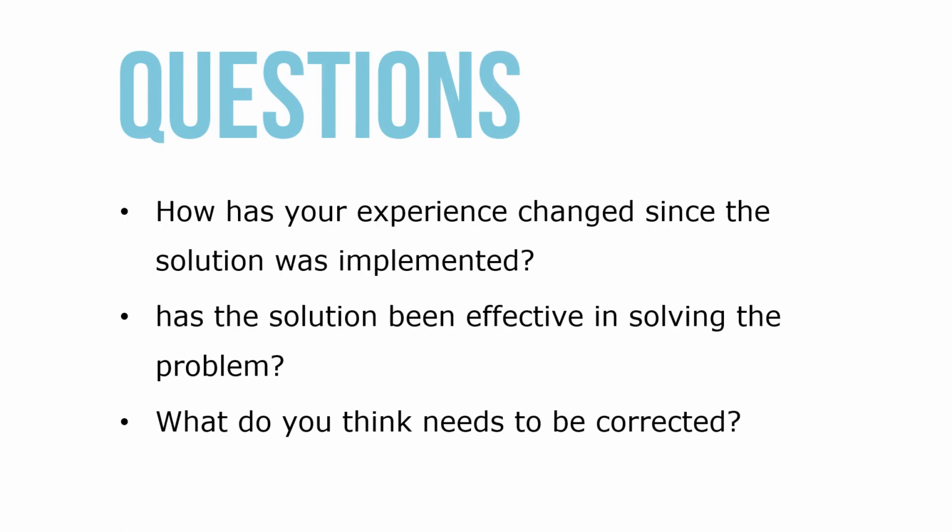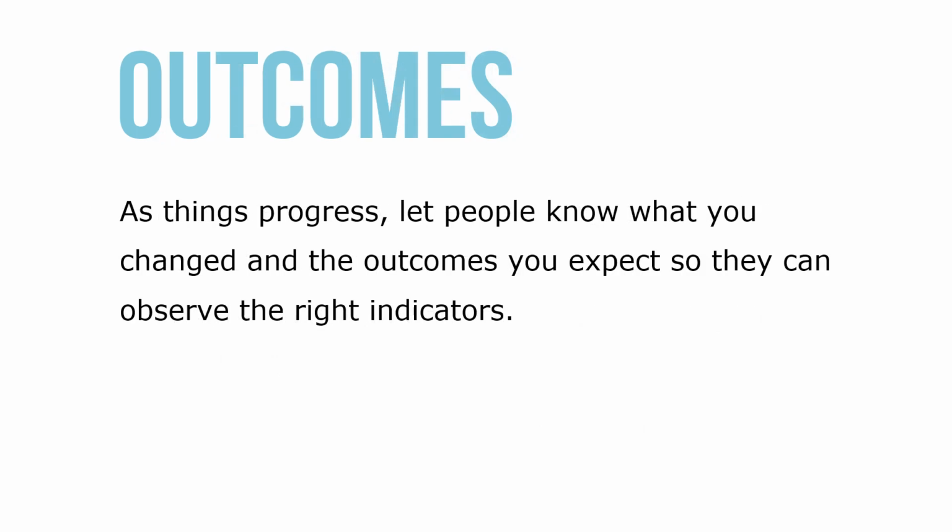Some of the questions you can ask include, how has your experience changed since the solution was implemented? Has the solution been effective in solving the problem? And what do you think needs to be corrected? As things progress, let people know what's changed and the outcomes you expect so they can observe the right indicators. Also, advise them about what action to take if something seems out of place. Follow up with these observations to keep them aware and interested.